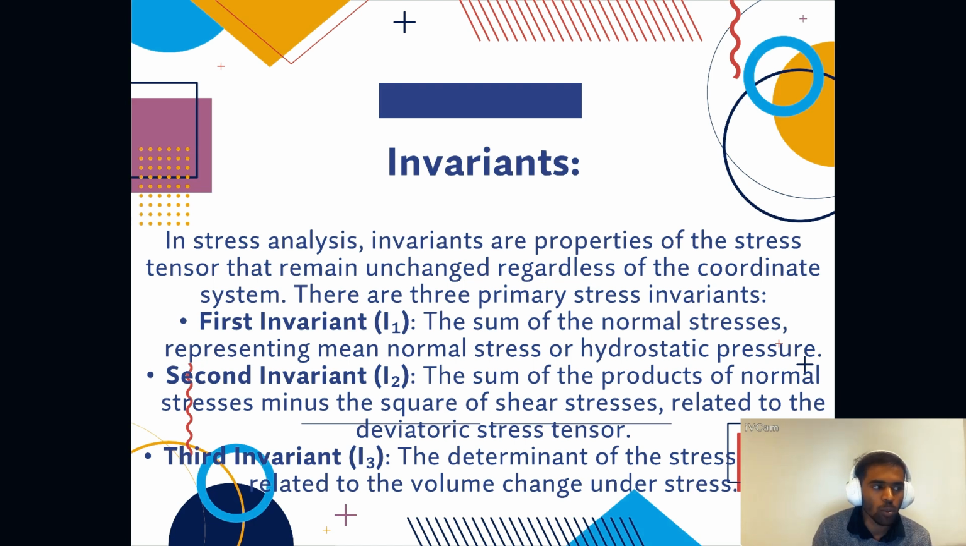The first invariant is the sum of normal stresses. It represents mean normal stress or hydrostatic pressure. I2 is the sum of products of normal stresses minus the square of shear stresses. This also I will be showing you in a small problem so that you can look at the equations and get a clearer picture. The third invariant is the determinant of the stress tensor. This is also related to volume change under stress.